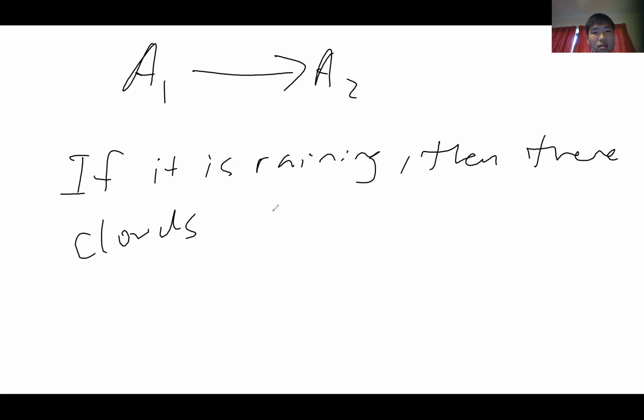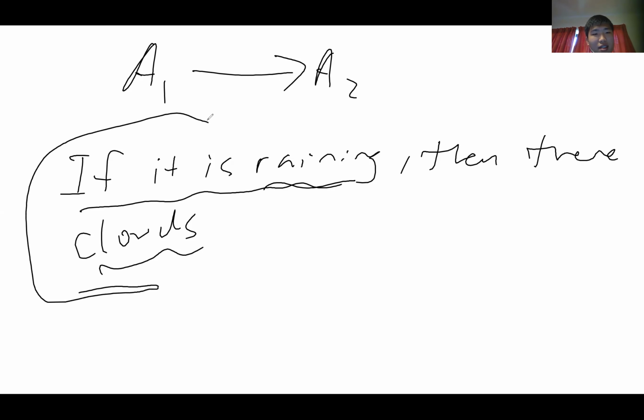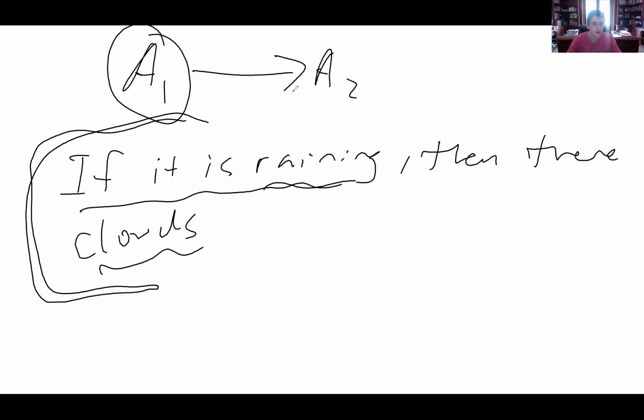Exactly. This whole statement is true if whenever A1 is true, A2 must also be true. The other case is if it's not actually raining, we don't care whether or not there are clouds. This statement says nothing about clouds when it's not raining. So if A1 is false, then this whole statement is always true, no matter what A2 is. Does that make sense? Yeah. Cool.